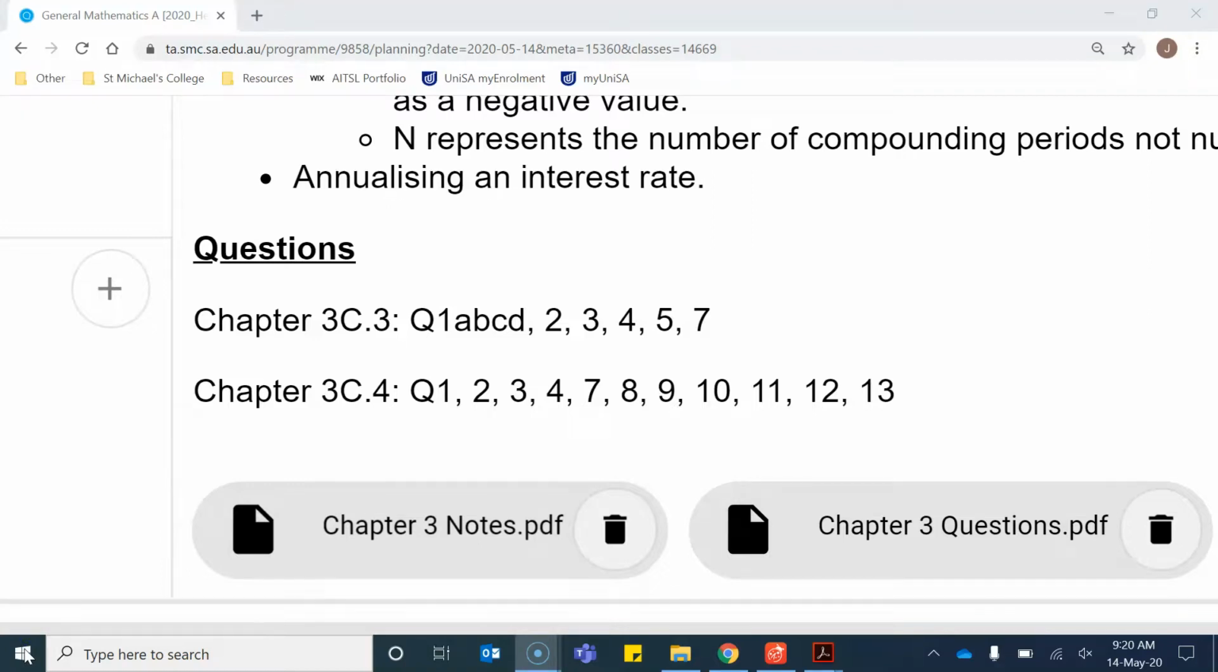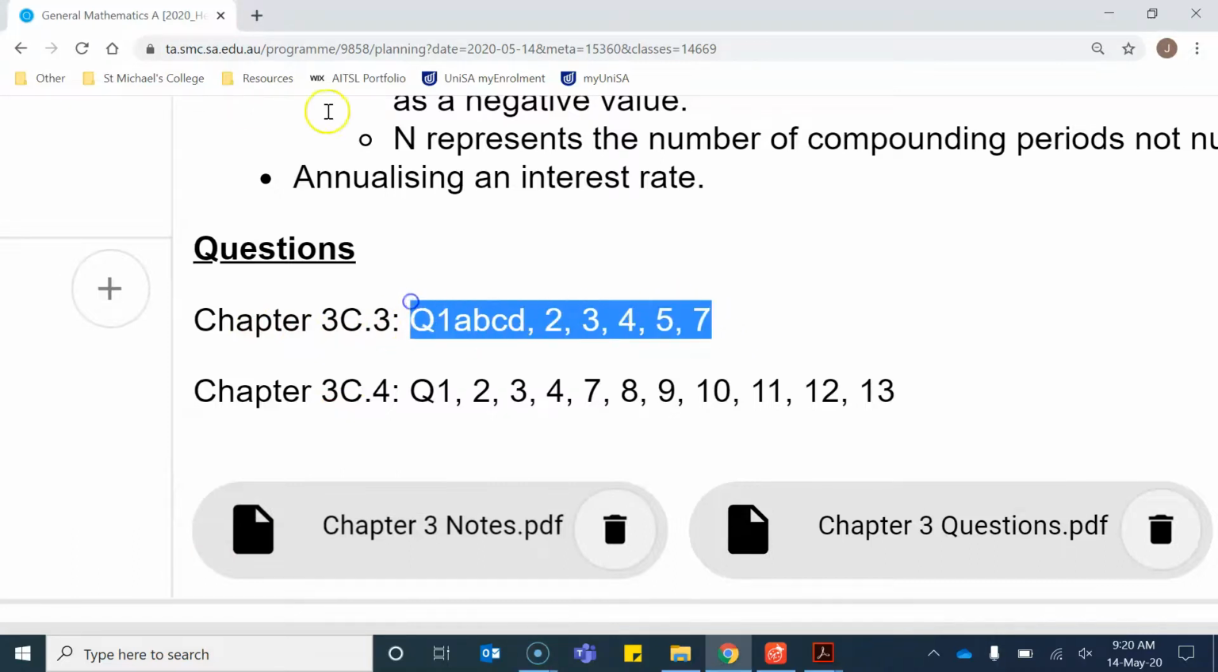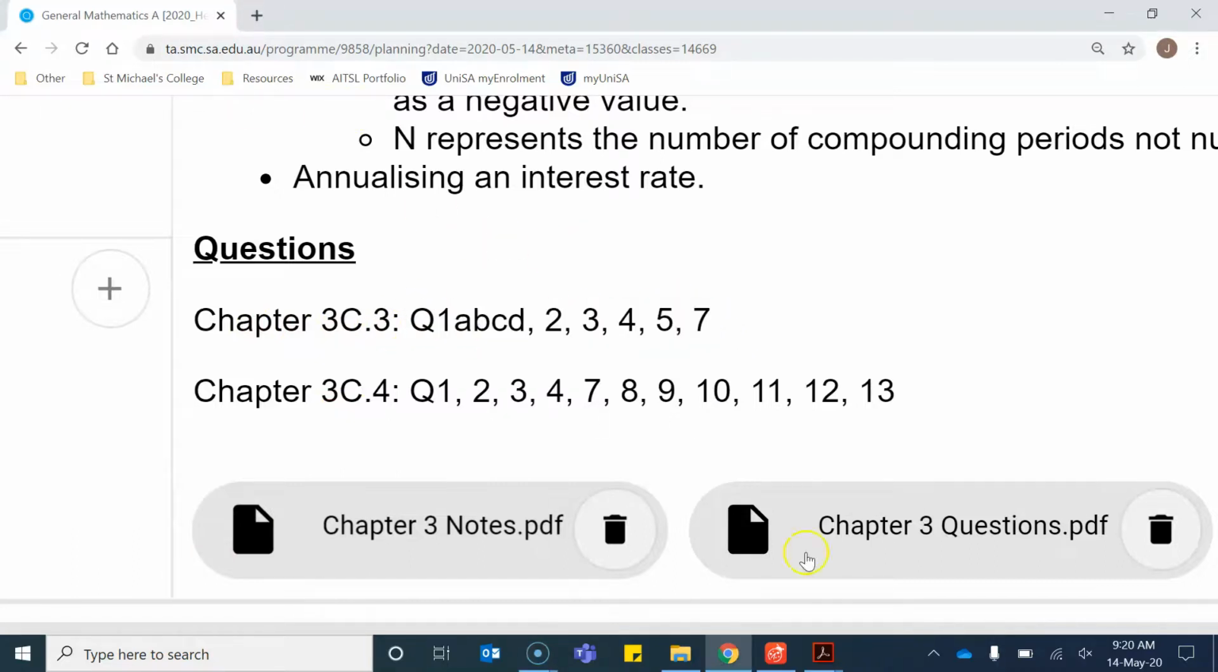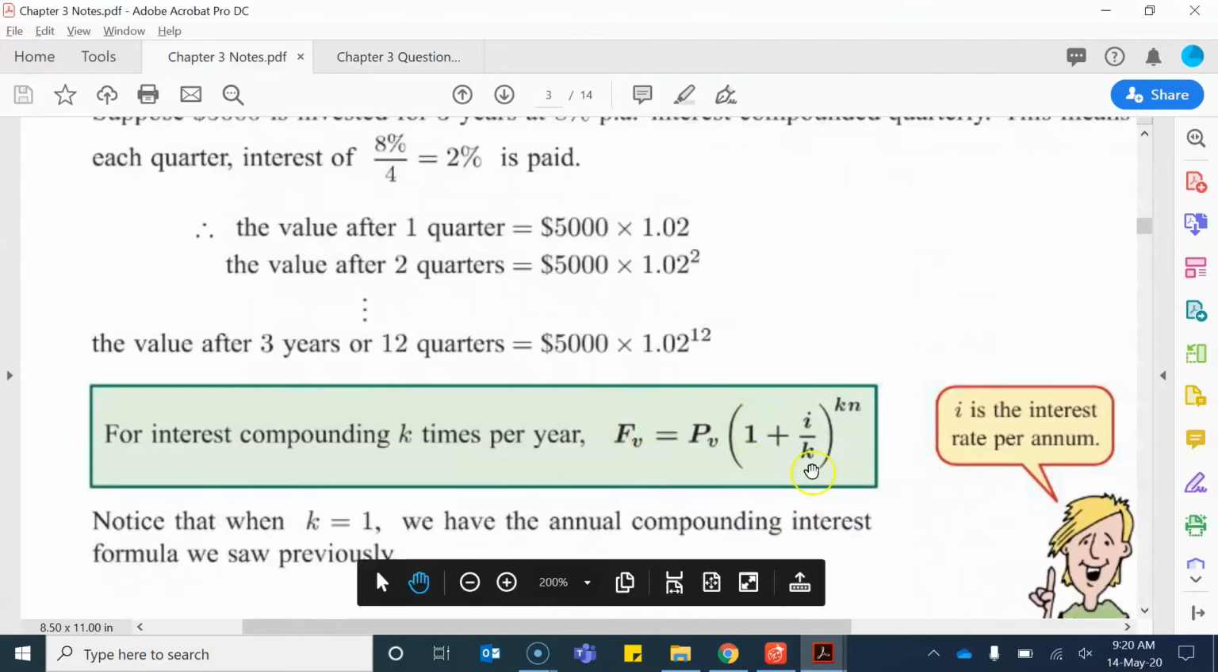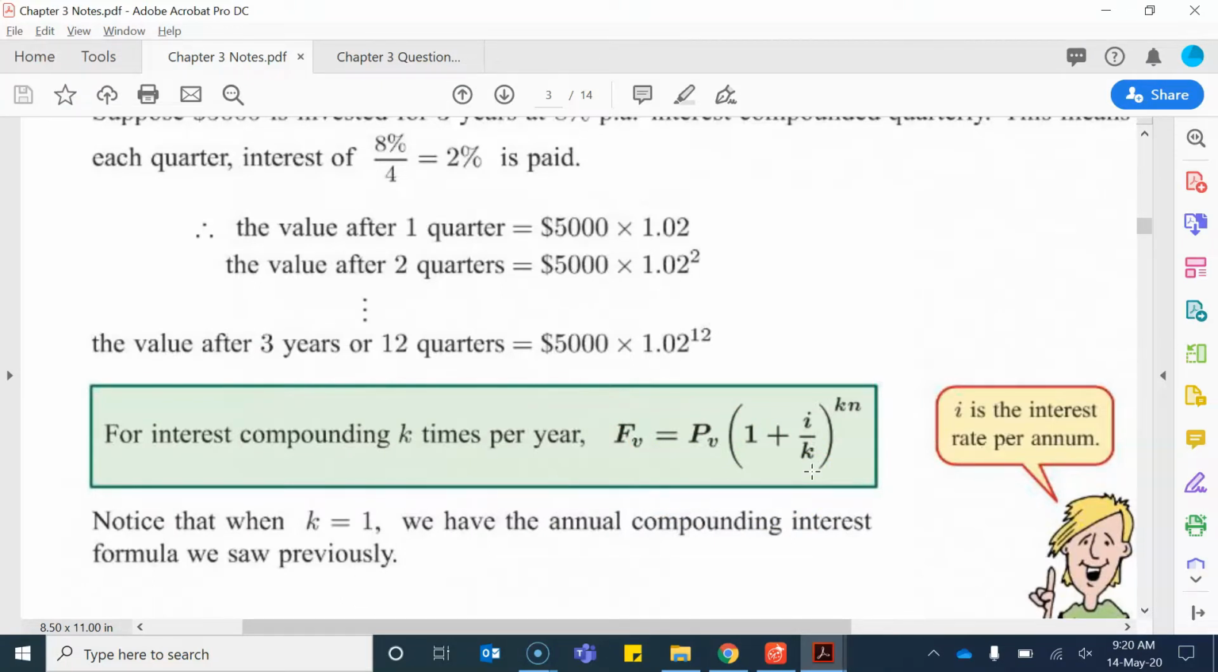So the questions I'd like you to work through now are from chapter 3C.3. So they're listed here. And just make sure that you're applying the formula that we've just been introduced to, which takes into account how many times the interest is compounded per year. So again, if it says monthly, that means that it compounds 12 times in a year. If it says quarterly, that means that the interest is compounded 4 times per year.